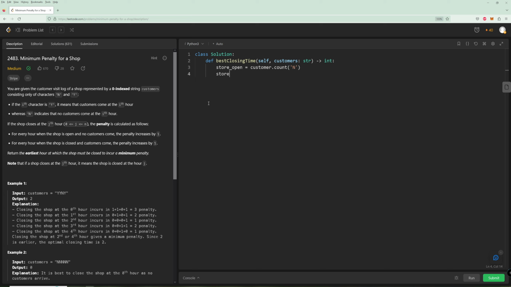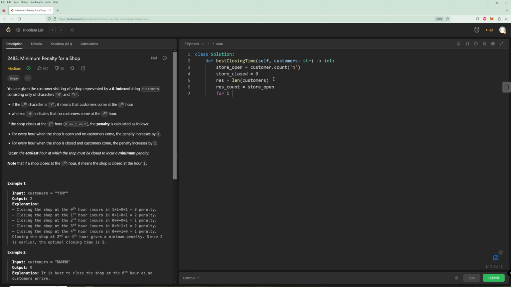And now we're going to set our default store closed to 0 because we're going to say it's open the whole time. We're going to set our initial result to the length of customers, meaning like here, our result will be 4, meaning the store is just closed after everything. We're just going to start off with our initial result closing at the very end. Okay, and now result count is going to be store open here. Okay, and we are going to loop backwards.